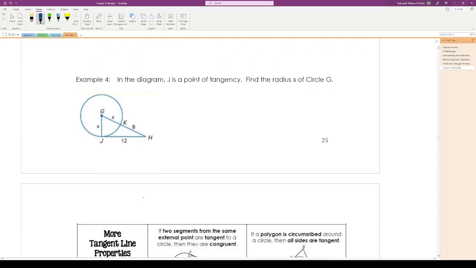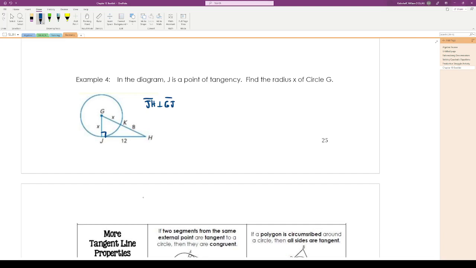All right, example 4: in the diagram, J is a point of tangency. Find the radius of circle G. Okay, so we have our tangent JH, so we know that segment JH is perpendicular to segment GJ. That gives us a 90-degree angle here. And since we don't have any other angles, we're not using trigonometry here, we'll be using the Pythagorean theorem.